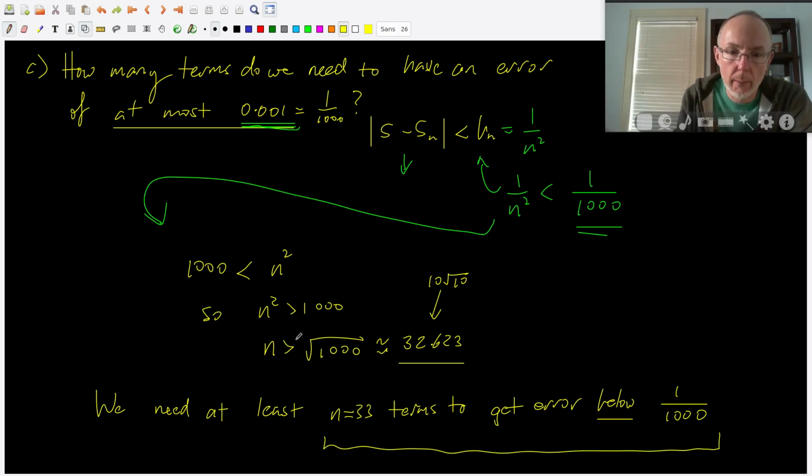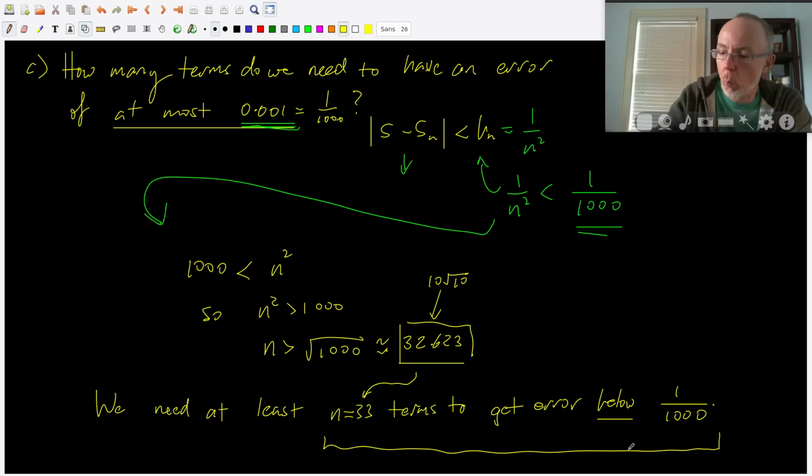And why do I want 33? Because 32 ain't enough. You can't have 32 and a half terms. You've got to have an integer number of terms. So I've got to have more than 32.6 terms, and that means the smallest number above that, that's a positive integer, is 33. So that's the minimum number of terms to get an error below this. So this gives you an idea how the error can be used.